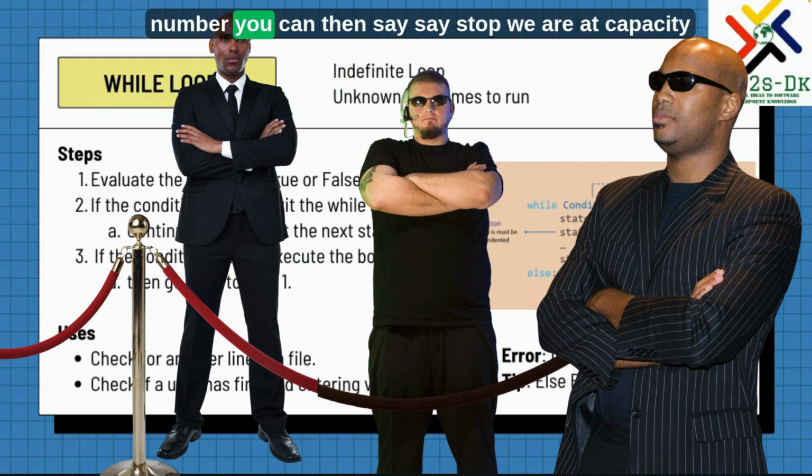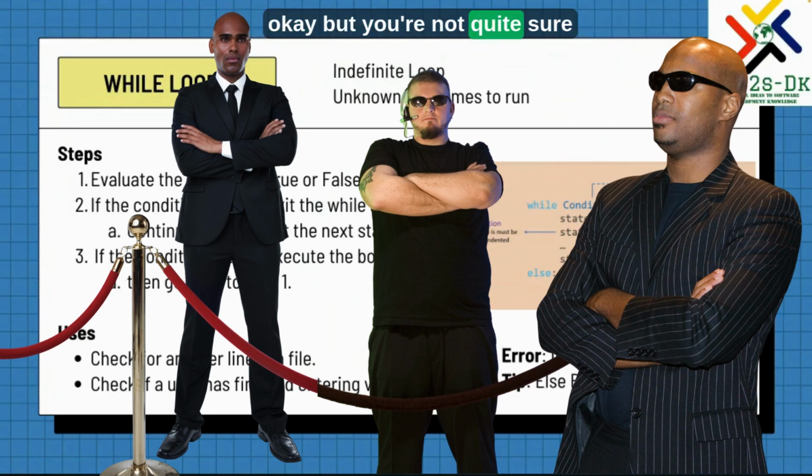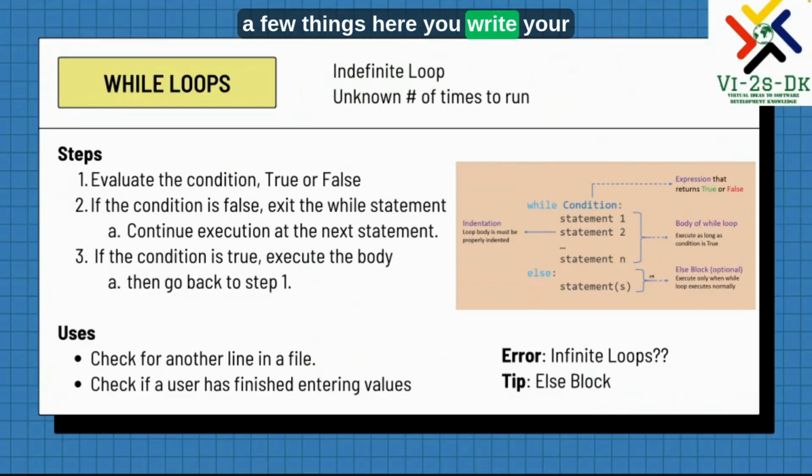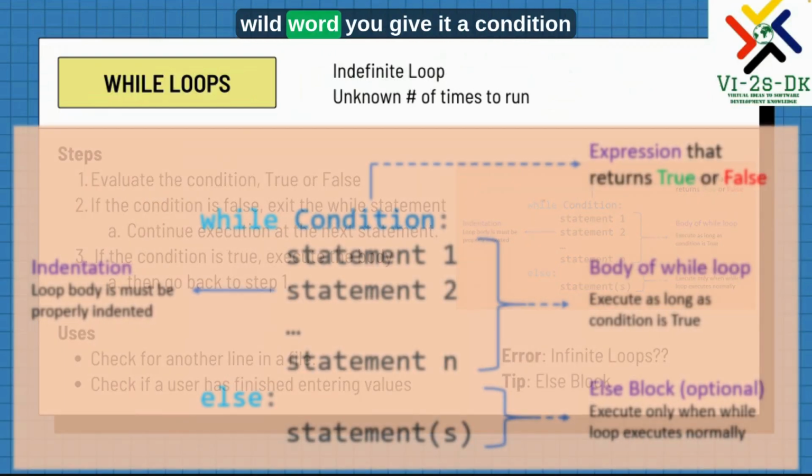Once you get to a certain number, you can then say, stop, we're at capacity. But you're not quite sure. So a few things here. You write your while statement. You start with a while word. You give it a condition.